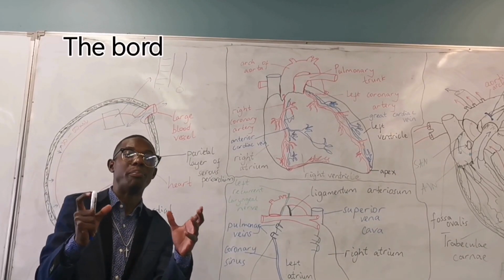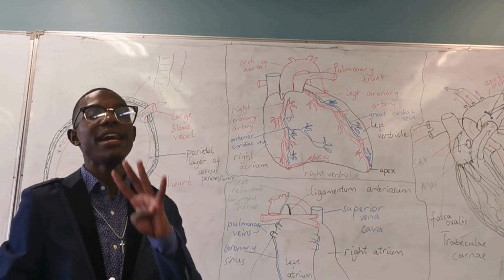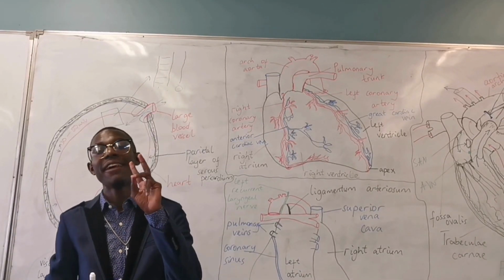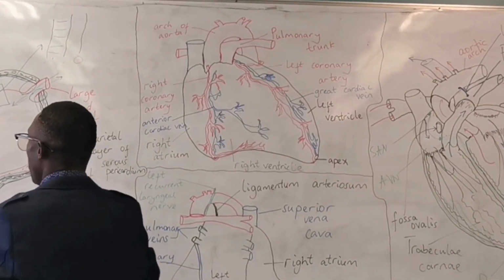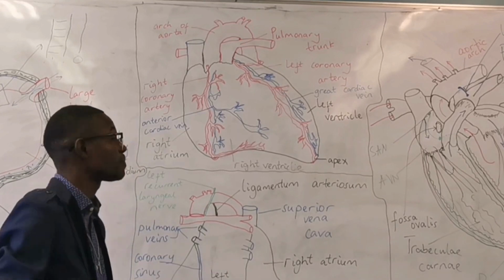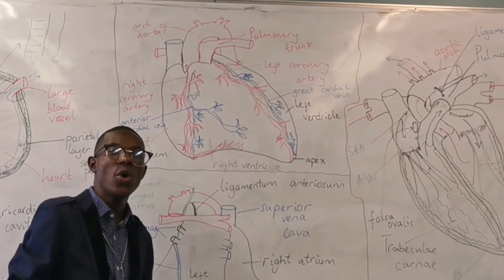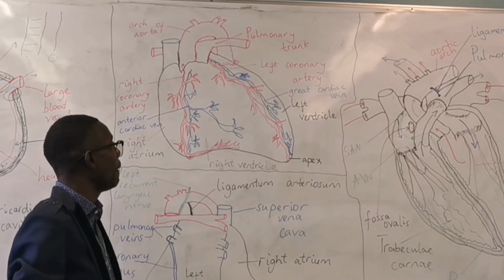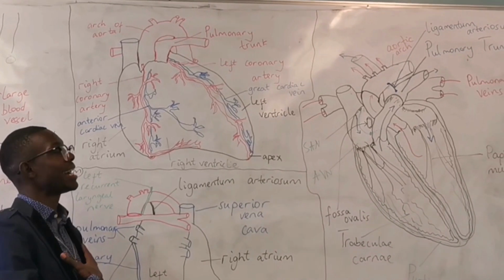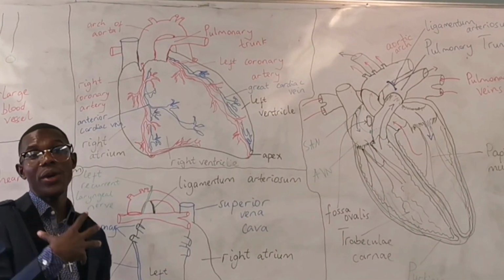Now we are talking about the borders and surfaces of the heart. We have 4 borders and we have 3 surfaces. So I'll start with the surfaces of the heart. We have what we call the sternocostal surface. The sternocostal surface is the surface that is around the sternum and the ribs.